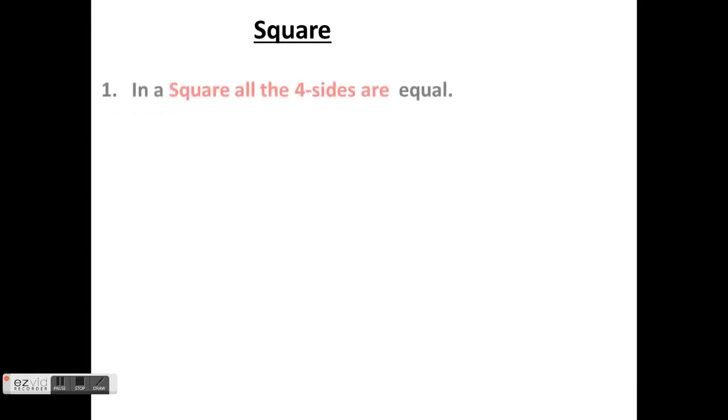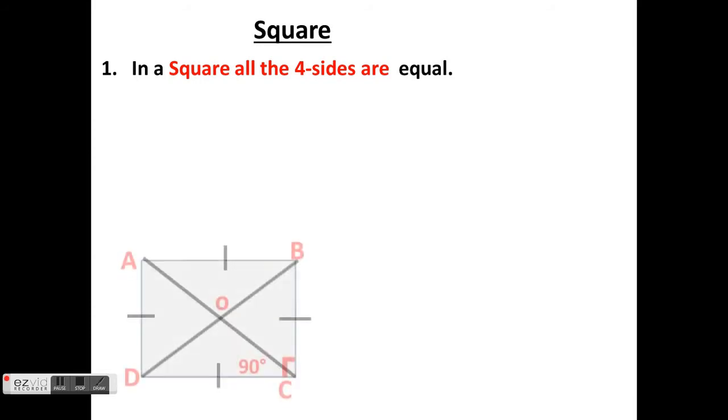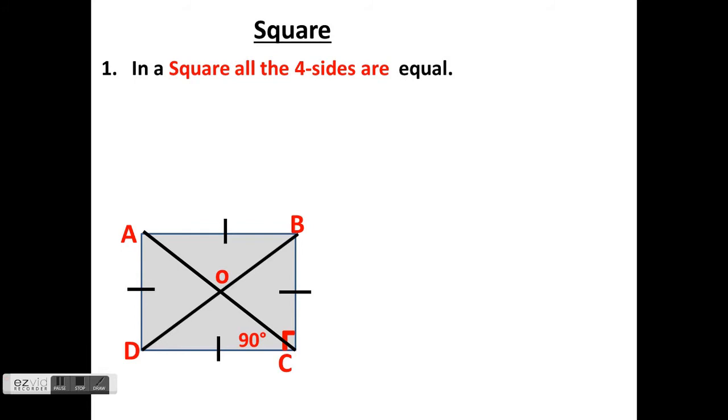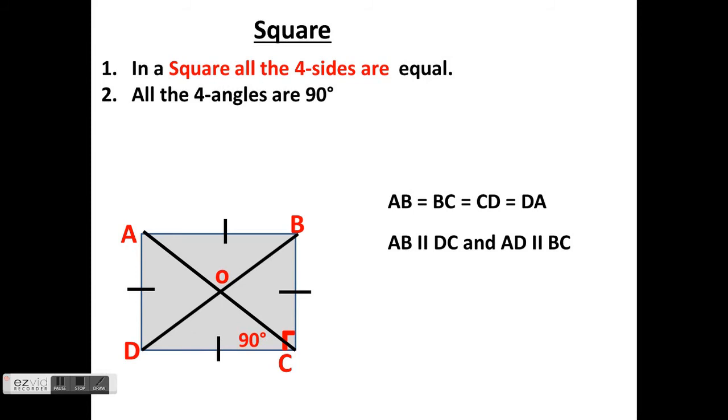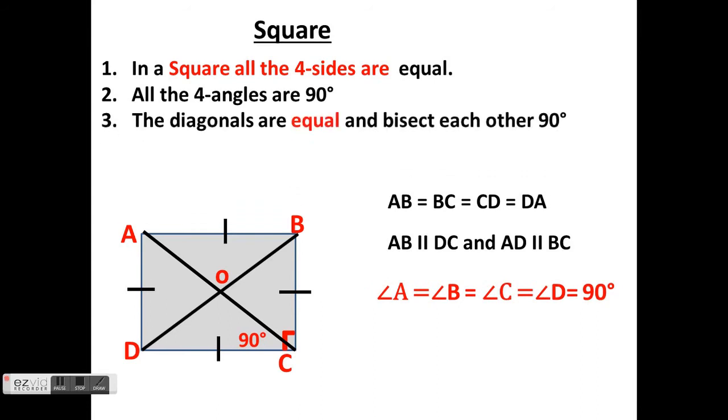Square. All of us know about the square. In a square, all the four sides are equal. Clearly in the figure it is shown. And all the four angles are 90 degrees. The diagonals are equal and bisect each other at 90 degrees. See, AC equals BD and AO equals OC equals OB equals OD. In a square, everything is equal.